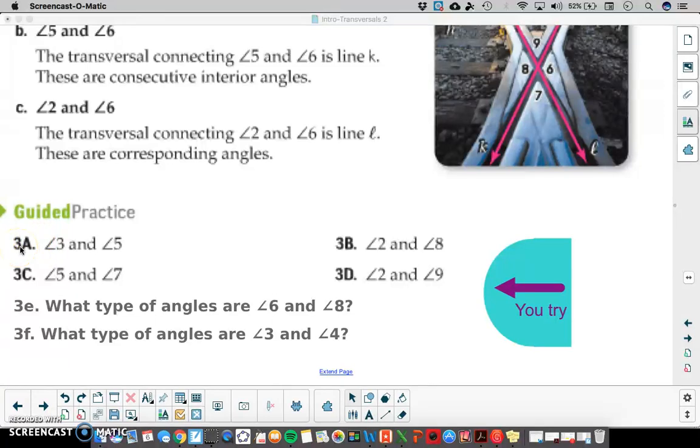For questions 3A through 3F, you need to try these using that same diagram. You're going to identify the transversal that forms those two angles, and then decide what type of angle pair those angles are.